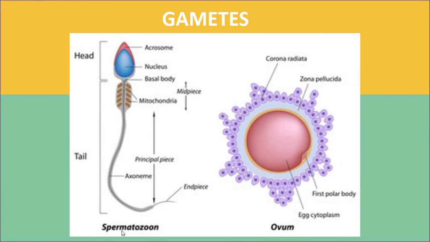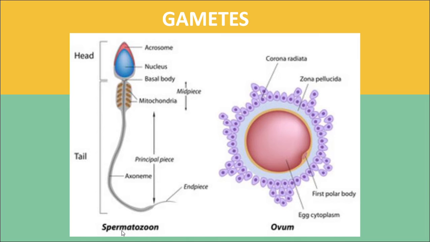Okay, so these are the different gametes. On the left you have the spermatozoon, and on the right you have the ovum. So you can see the different parts of the spermatozoon. You have the acrosome, you have the nucleus, you have the basal body, which is like the neck. You have the mitochondria, which provides energy. You have the axoneme, which is the tail, and you have the end piece.